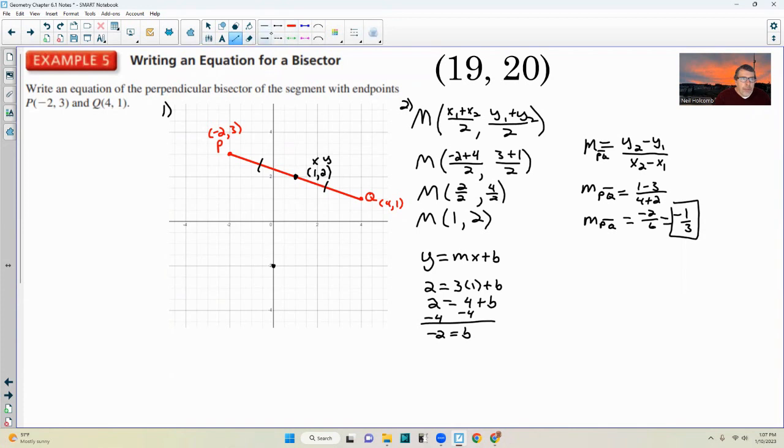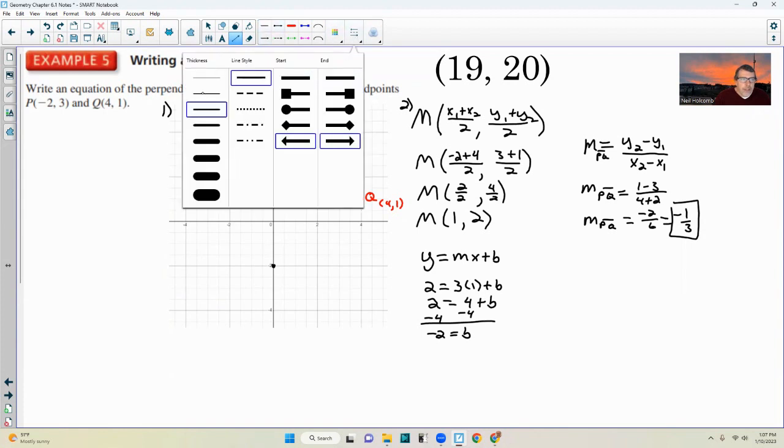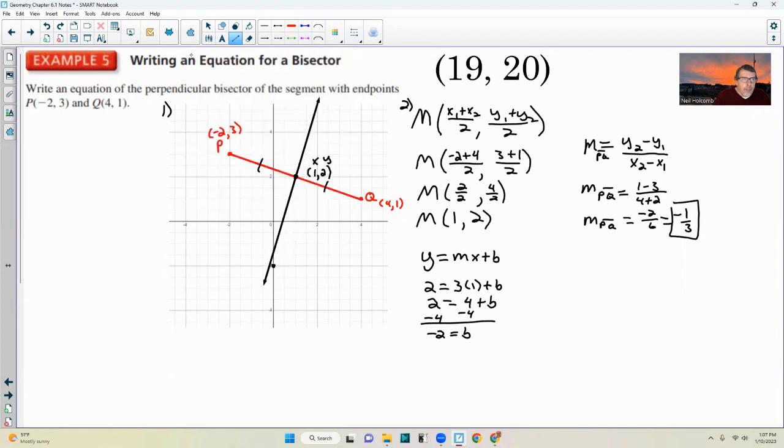Now I can draw my perpendicular bisector. So I'm going to draw it as a ray. So let's have arrows at both ends, make it a little narrower. And I'm going to draw it like so. And of course, if I were using a ruler, I wouldn't have to do this. So obviously you can't do this on paper. Okay, so there's our perpendicular bisector. This is 90 degrees. This segment equals this segment.